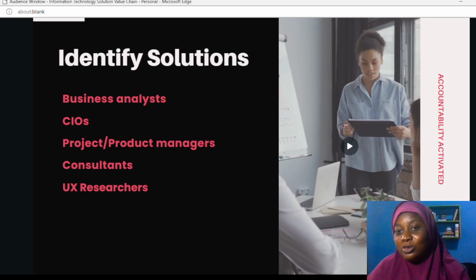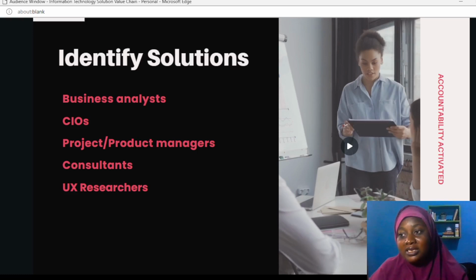So identifying the solutions after the problem has been analyzed, after the business has been analyzed, maybe the business case or even the business organization has been analyzed, then I'm sure the people involved would be coming up with a list of possible solutions, a list of possible approaches to solving the problem. And after making the list, then they would identify, okay, which solutions they should go for.